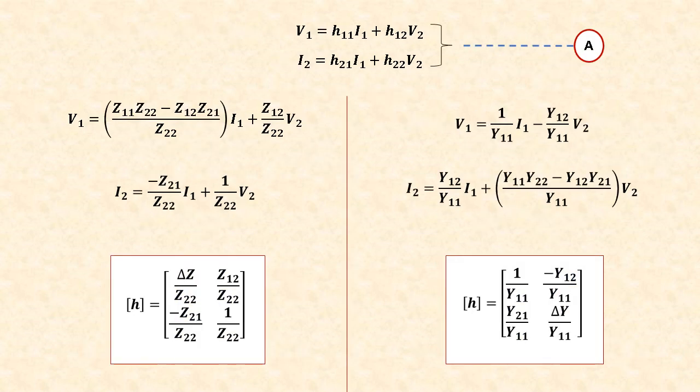Now, comparing the V1 and I2 equations in terms of Z parameters with equation A, we have H is equal to del Z by Z22, Z12 by Z22, minus Z21 by Z22 and 1 by Z22. Similarly, comparing the network equations in terms of Y parameters with equation A, we have the H matrix as 1 by Y11, minus Y12 by Y11, Y21 by Y11 and del Y by Y11.